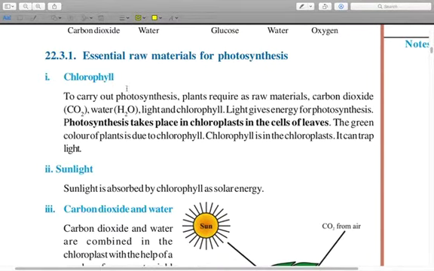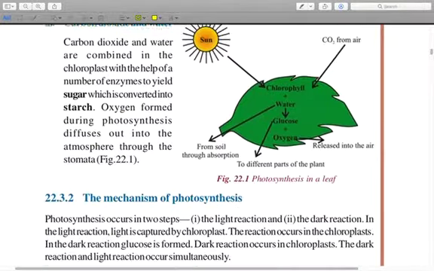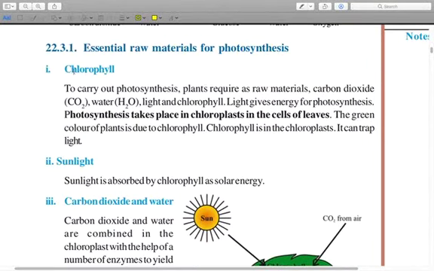So the essential raw materials for photosynthesis, as I told, are 4: chlorophyll, sunlight, carbon dioxide and water. You have to remember this. When asked in the exam, you have to say carbon dioxide, water, light and chlorophyll. Light gives energy for photosynthesis. Photosynthesis takes place in the chloroplast in the cells of leaves.